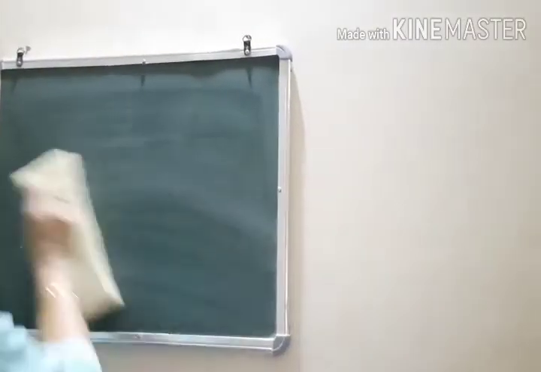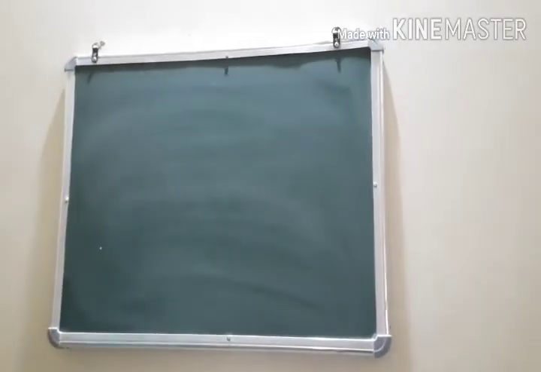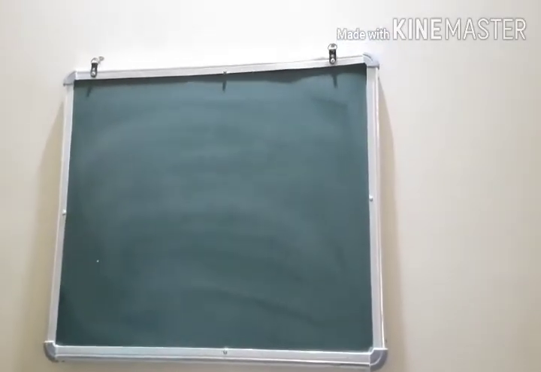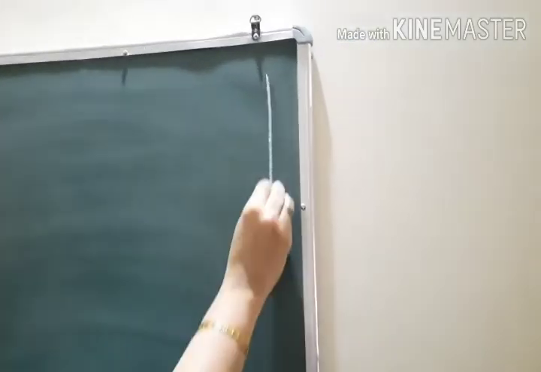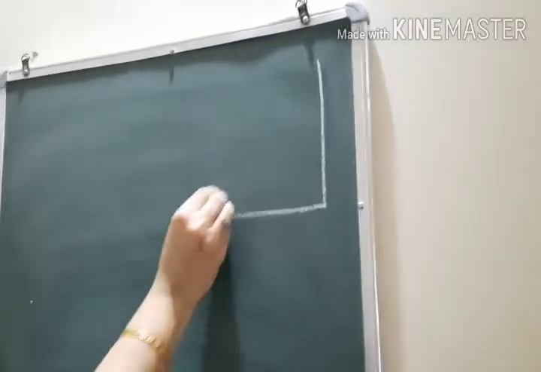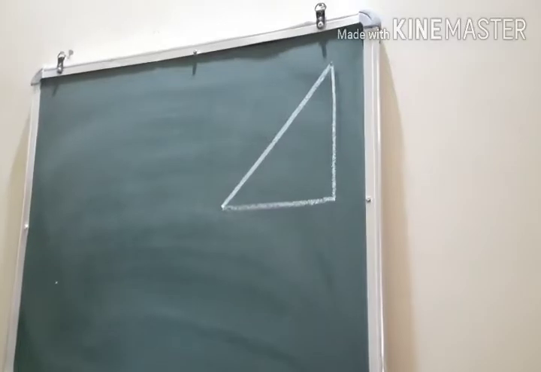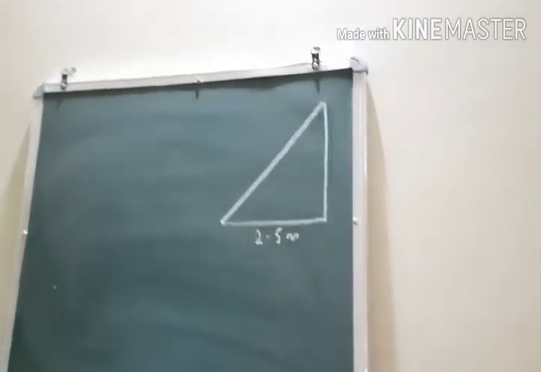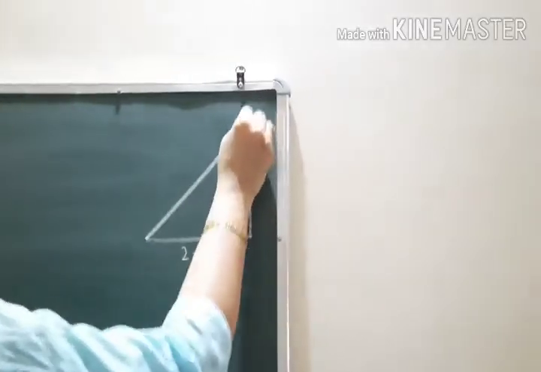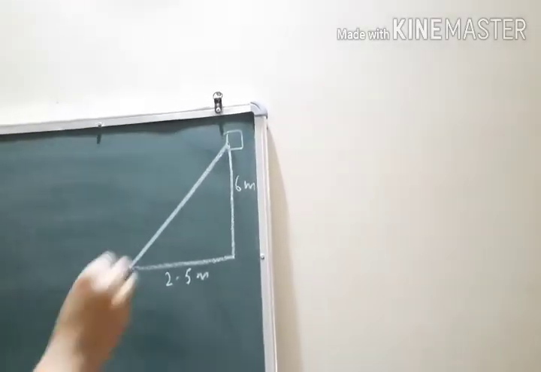Example 11. Now example 11 is, a ladder is placed against a wall such that its foot is at a distance of 2.5 meters from the wall. This is a wall and a ladder is placed. Ladder is always placed like this, okay, as a hypotenuse. Now this ladder is placed at a distance of 2.5 meters and its top reaches a window. There is a window. It is 6 meters above it. You have to find the length of the ladder.